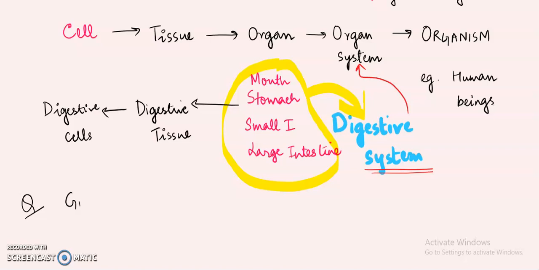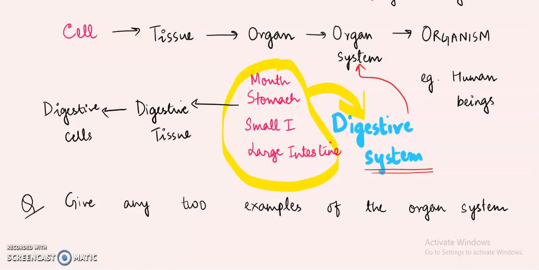You need to give any 2 examples of an organ system other than those spoken in the video. So you need to give the examples of any 2 organ systems whose names were not taken in the video.